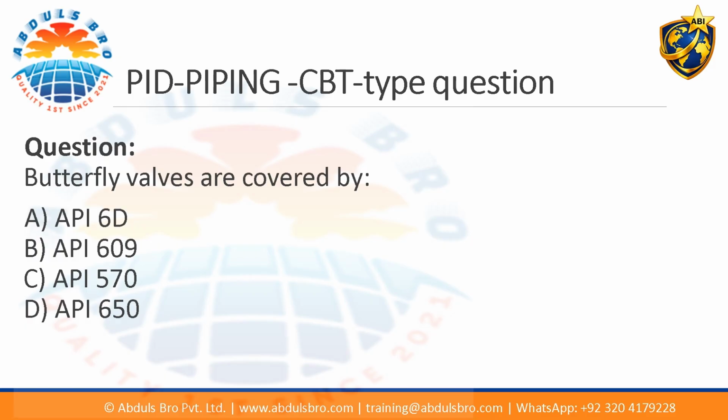Next question, butterfly valves are covered by option A API 6D, option B API 609, option C API 570, and option D API 650. You have to select one correct answer during CBT exam. And the correct answer is B.